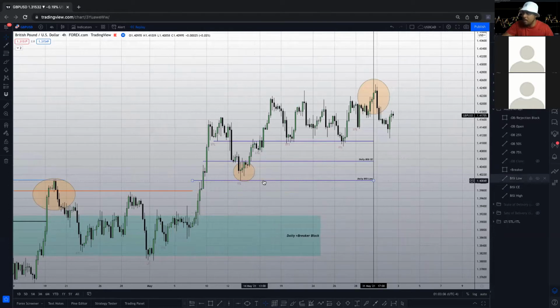You have a BISI here. I want to see this held. Next high, boom, short-term low. This is literally an entry here. This is literally an entry. If you didn't enter off of this right here, this most definitely is an entry.